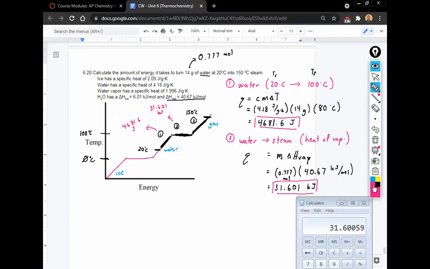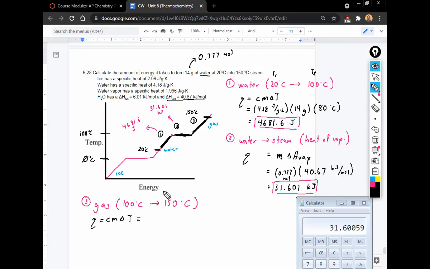Okay, and then last but not least, we're going to do our third calculation. For our third calculation, we're going to take our gas, our steam, from 100 degrees Celsius, which is the boiling point. We're going to take it to 150 degrees Celsius. Now, this one is the same thing as the specific heat equation. We're going to do Q = C M delta T. I'm going to plug in our numbers.